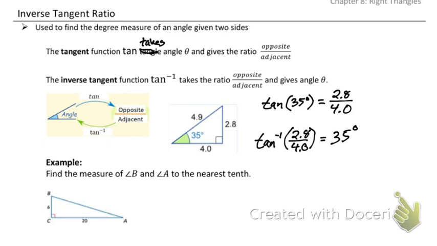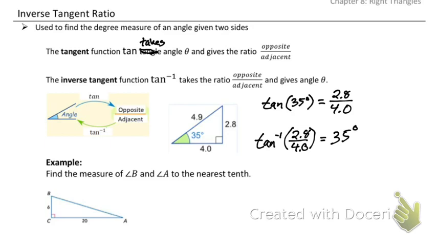Now what I want you to do right now is look above your tangent button. Above your tangent button should have that tan inverse. For me, I have to hit the second button first to get to it. What I want you to do right now is to check. See if you can do 2.8 divided by 4.0 and take the tan inverse and see if it comes out as 35.